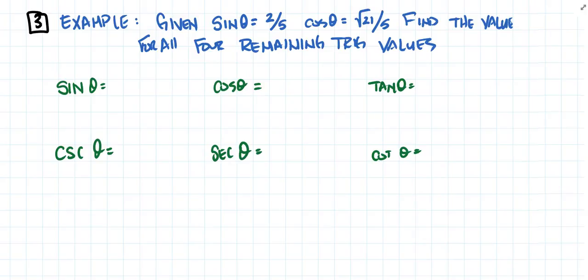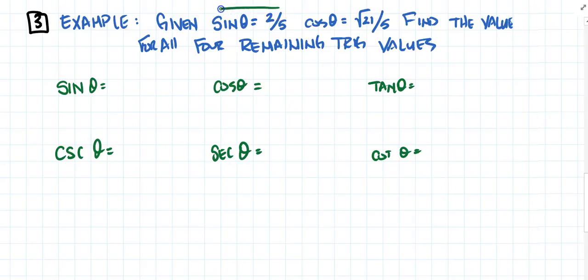Okay, let's do an example and put these into use. Let's say that we have been given that the sine of theta is equal to 2/5 and the cosine of theta is equal to radical 21 over 5. Find the value of all 4 remaining trig functions. This is a pretty straightforward example, so let me show you how it works.